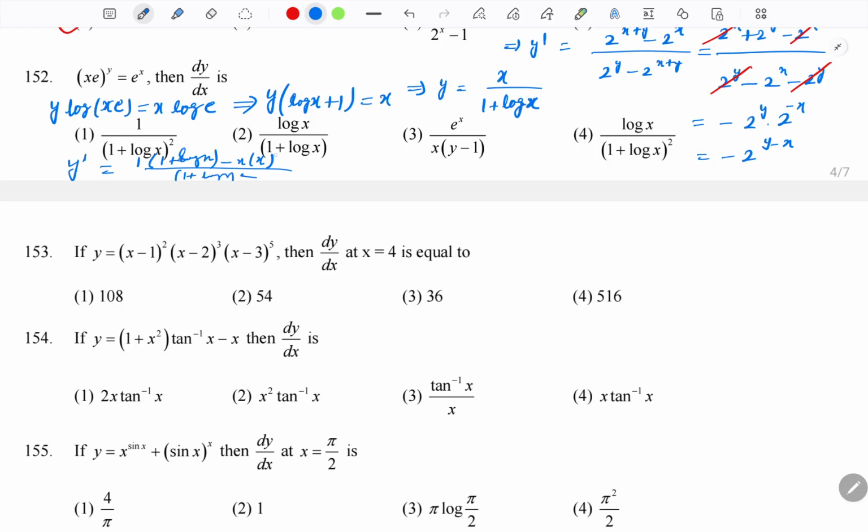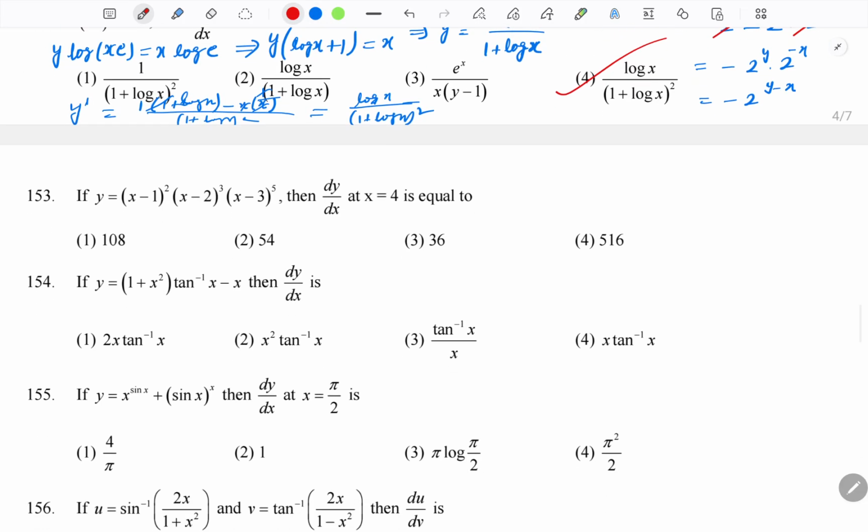So this one is 1 by x, right? This x will cancel, and plus 1 minus 1 also cancel. So what is there in the numerator? Log x by 1 plus log x whole square. So which option is there? Log x means it is option number 4.